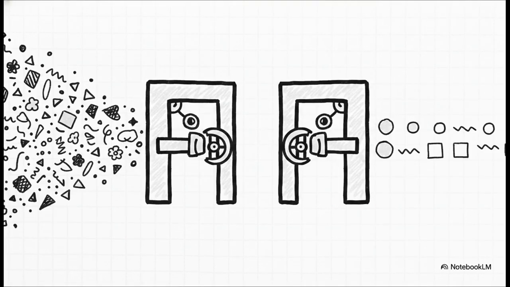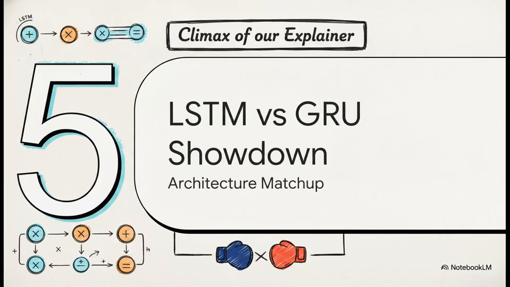Enter the saviors of sequential data. To fight this fading gradient over time, engineers came up with these super ingenious specialized gate structures. You can kind of think of them like really strict bouncers at a club, selectively deciding exactly which pieces of information get to stay in memory and which get tossed out. The two heavy hitters using these gates are the long short-term memory network, the LSTM, and the gated recurrent unit, or GRU. Let's get into part 5, the LSTM versus GRU showdown.